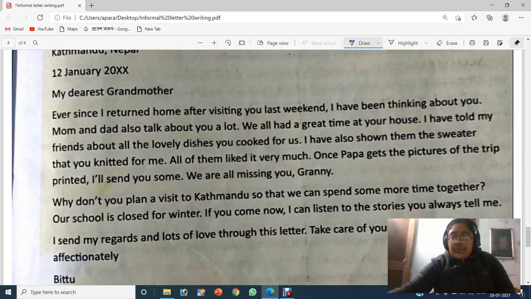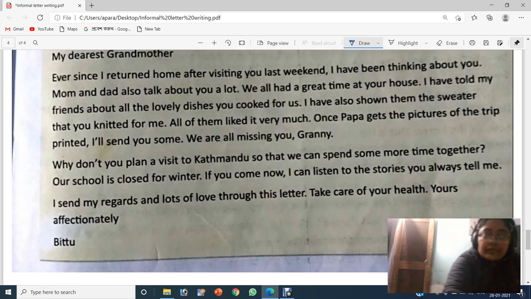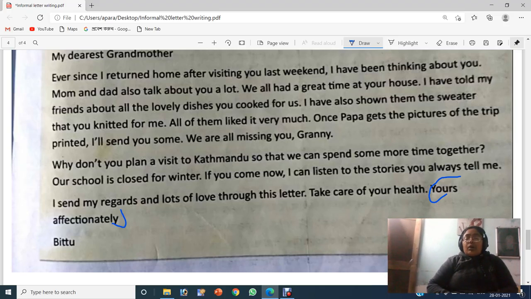Let me mark it for you. This yours affectionately, just see here. This part will be coming down in the same line. Okay. So, yours affectionately, the name of the person who is writing the letter is Bittu. So, Bittu is the grandson of grandma here. And he writes how he misses his grandmother after coming back from her place. So, it's a wonderful letter. Hope you all loved it.